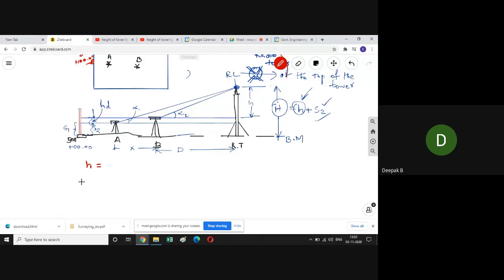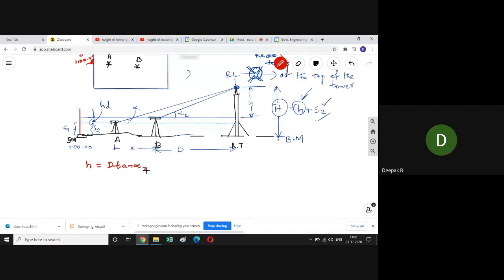As per trigonometry, what is tan alpha 2? Anju was asking this same thing just a minute before. Alpha 2 is here, there is D, and this is H. So H by D equal to tan alpha 2. So H is D into tan alpha 2.